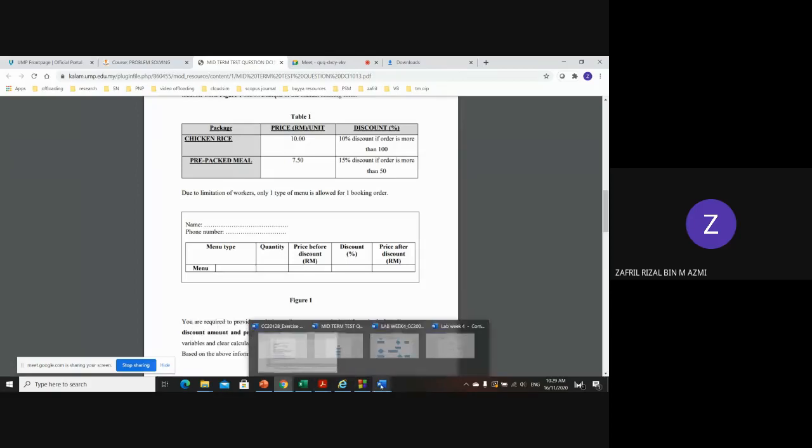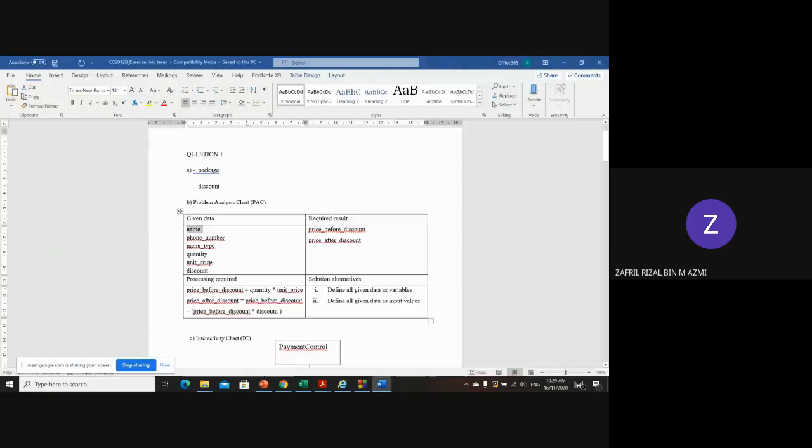So let's say we refer back to your friend's answer. The first one is correct, the second one is correct, the third one is also correct. So your friend is using the correct variable, menu type. It is either chicken rice or pre-packed.